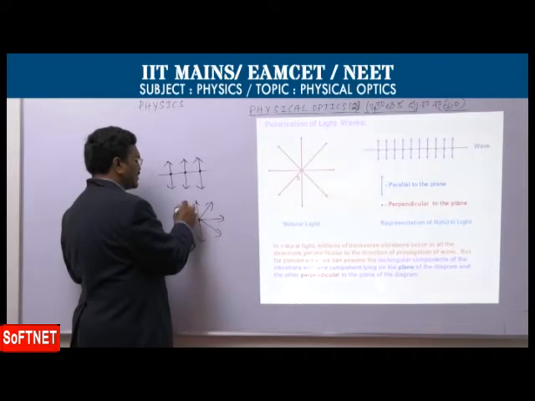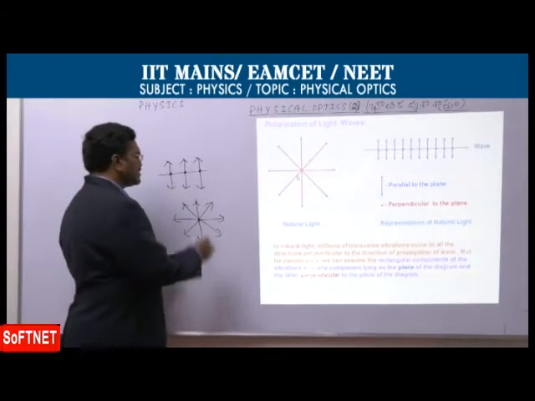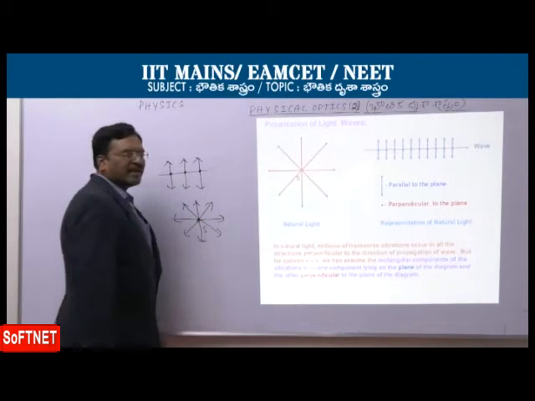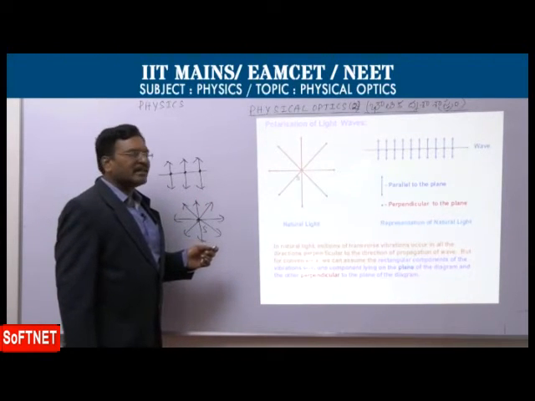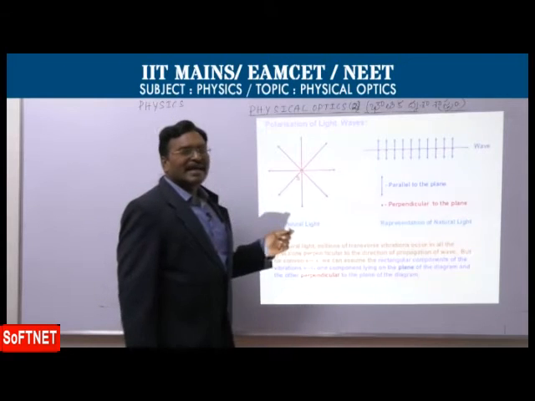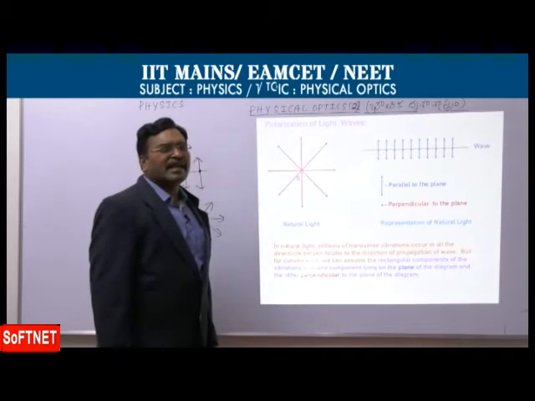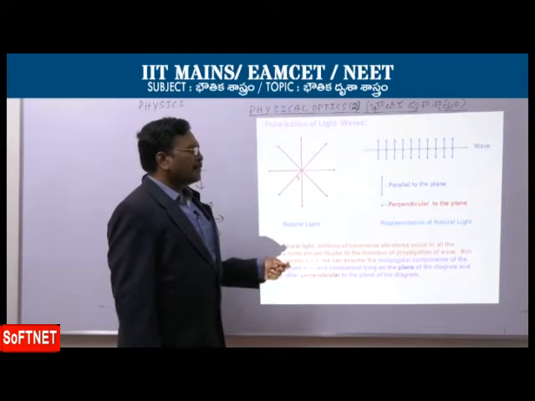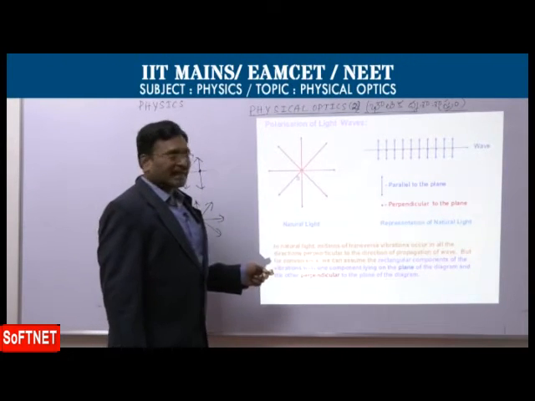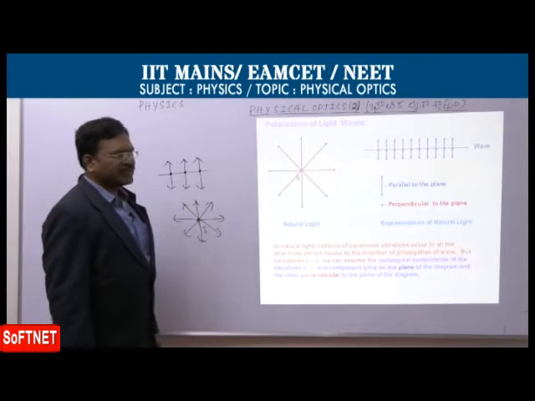Unpolarized light means what? The electric field vector vibrating in all directions. Polarization: what is polarization? Polarization means restricting the vibrations of light waves to one plane, either perpendicular to the plane of incidence or parallel to the plane.